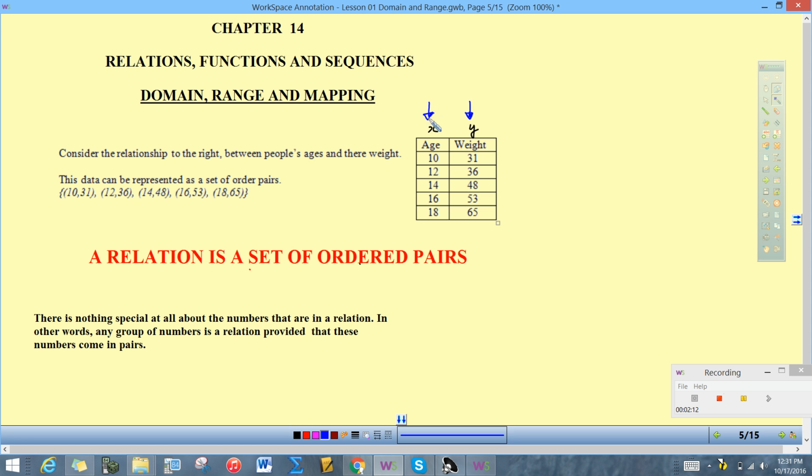Now, the x value and the y value are going to have a new name. The x coordinates are going to be called the domain, and the y coordinates are going to be called the range. So when I'm referring to the domain, I'm asking you for the x coordinates of an ordered pair, and when I'm asking for the range of a set of ordered pairs, that means I'm looking for the y values. So domain are your x values, the range are the y values.